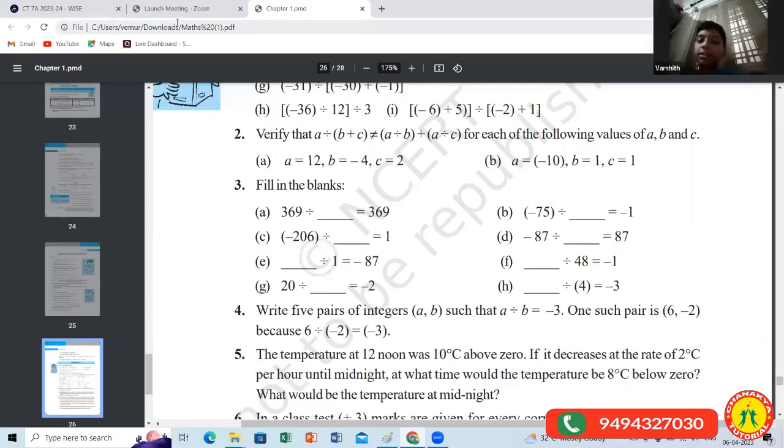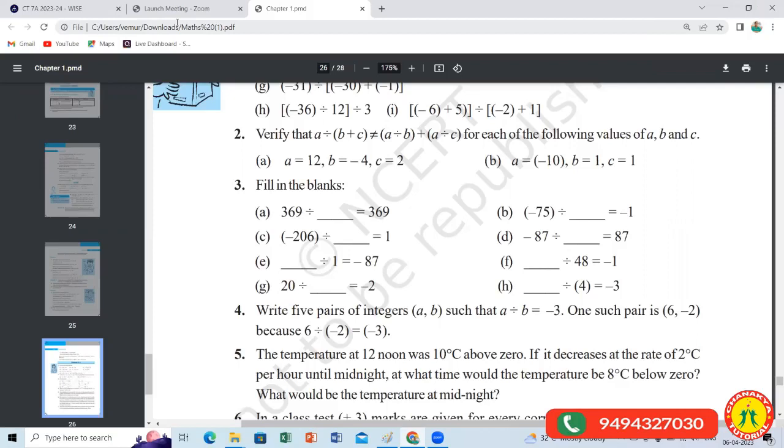Ma'am, minus 206 divided by dash is equal to minus 1. Minus 206 divided by minus 206 is equal to 1, ma'am. Very good, Nana. Same number divided by same number only, you will get minus or plus 1. Very good. Now go to Anubhav.